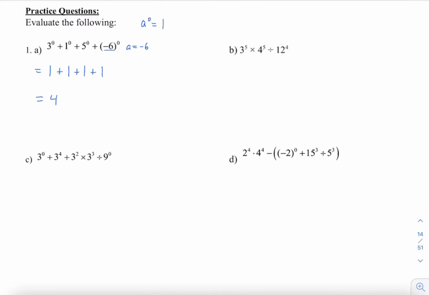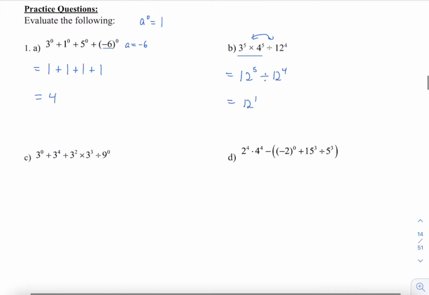Now remember, with BEDMAS, we know that operations with equal priority, we do them from left to right. So I have multiplication and division here. They have the same priority, meaning I have to do my work from left to right. So I have to multiply these first two powers, 3 to the exponent 5 times 4 to the exponent 5 first, and then I divide by 12 to the exponent 4. So using my rule, I know that I can write 3 to the power 5 times 4 to the exponent 5 as 12 to the exponent 5. And now I can use my exponent laws to subtract the exponents here.